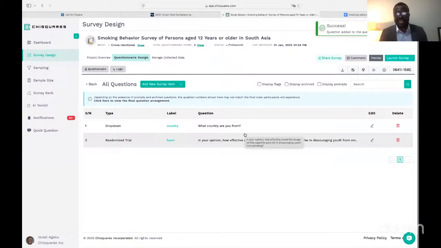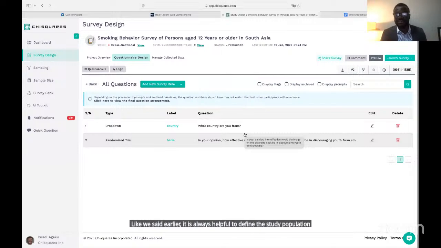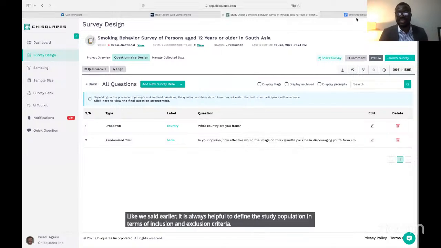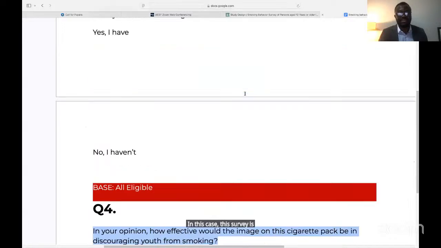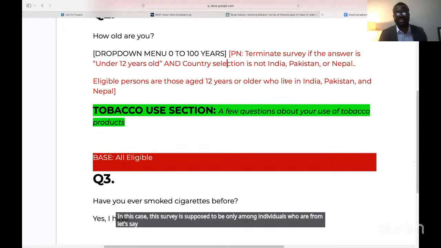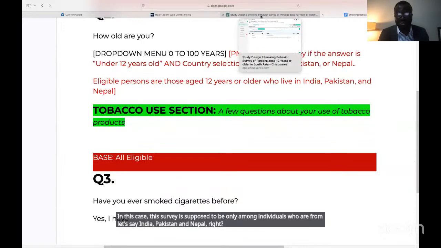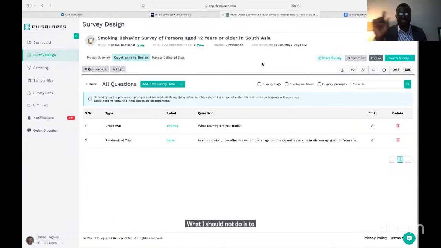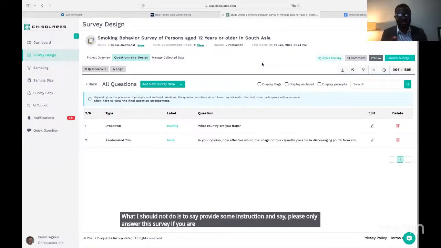Like we said earlier, it is always helpful to define the study population in terms of inclusion and exclusion criteria. In this case, this survey is supposed to be only among individuals who are from, let's say, India, Pakistan, and Nepal, right? So what I should not do is provide some instruction and say, please only answer this survey if you are from these countries. Number one, you should know that people don't read instructions. So once you are providing instructions for people to obey, you have lost the war.